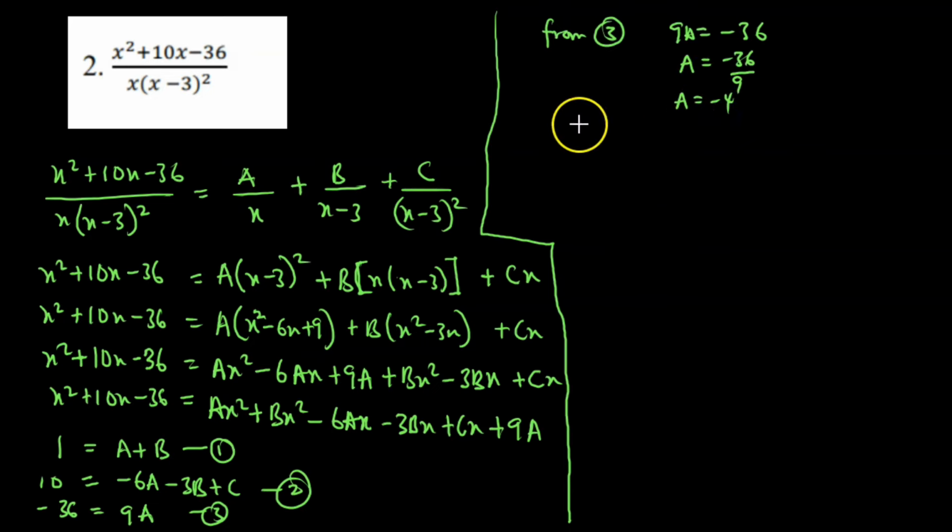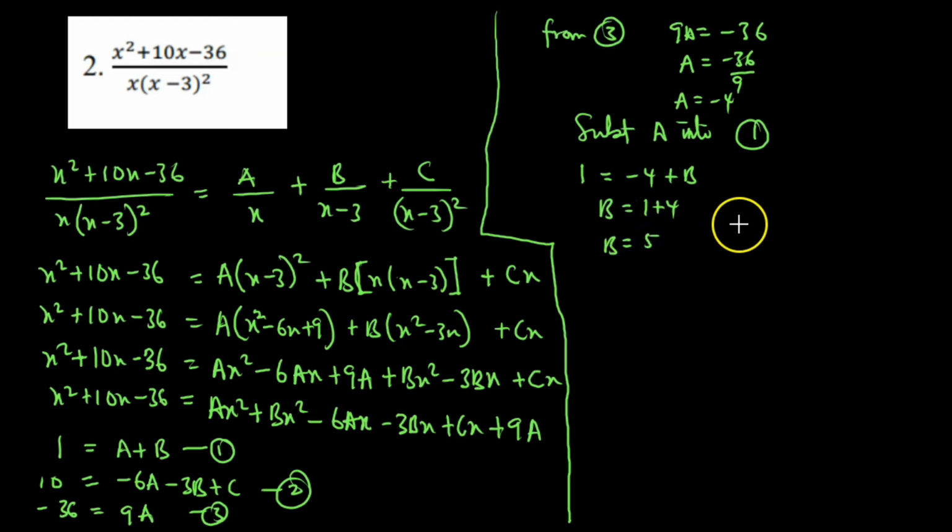So substitute a into equation 1. That will give us 1 is equal to negative 4 plus b. So b then will be equal to 1 plus 4, and b will be equal to 5. We've gotten b. Then we substitute a and b into equation 2.